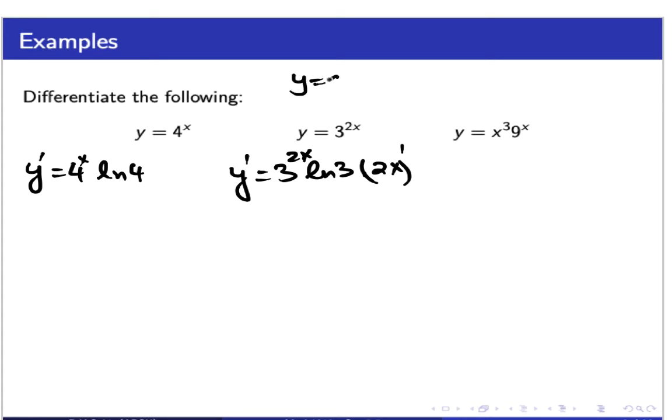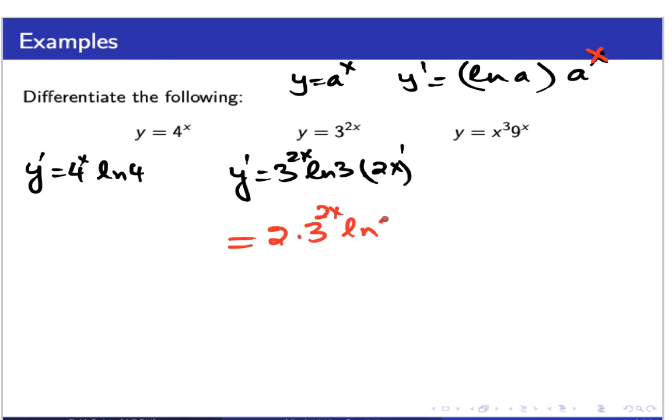This is important. Remember, the derivative of a to the power x is natural log of a times a to the power x. But here, notice my x has a coefficient different than 1. It is a 2. So we have to use the chain rule here. So your final answer is 2 times 3 to the power 2x times natural log of 3.